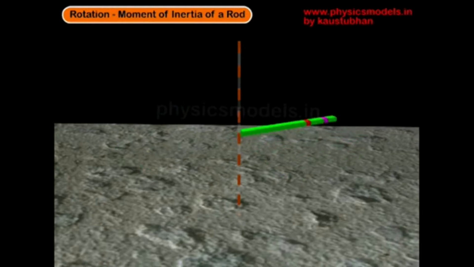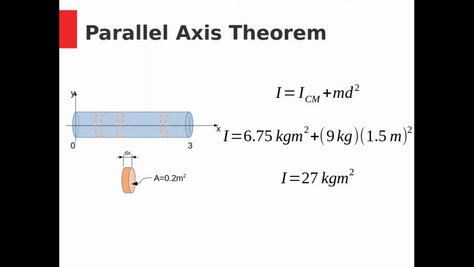Now, we could do this by recalculating the integral. It's not particularly hard to do. But if we wanted to save time, we could use the parallel axis theorem. The parallel axis theorem provides a handy way of calculating the moment of inertia if the center of rotation is not located at the center of mass. All you have to do is multiply the mass of the object by the distance from the center of mass to the new center of rotation and add it to the original moment of inertia.